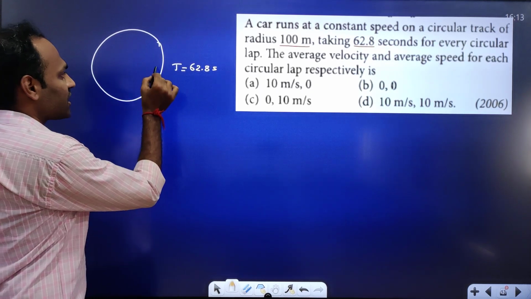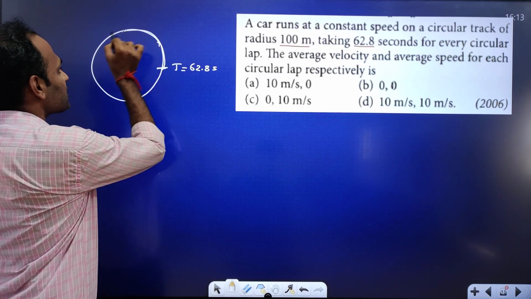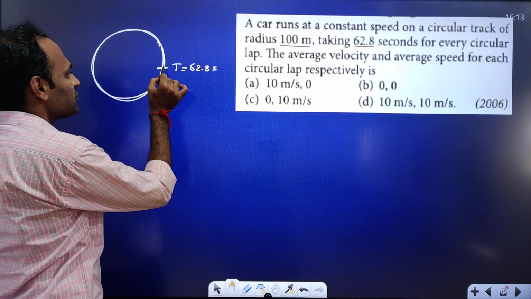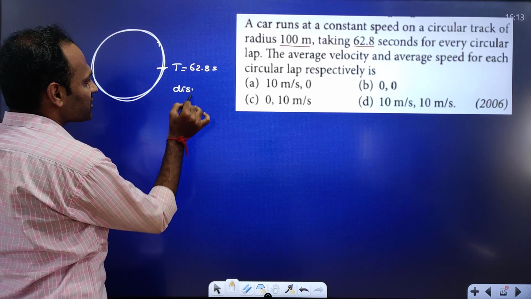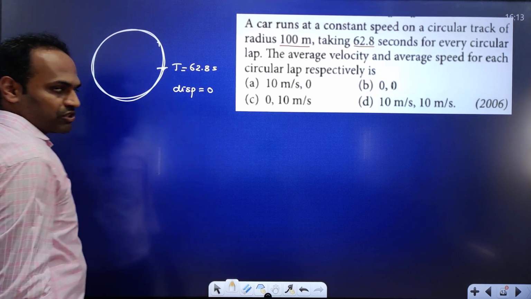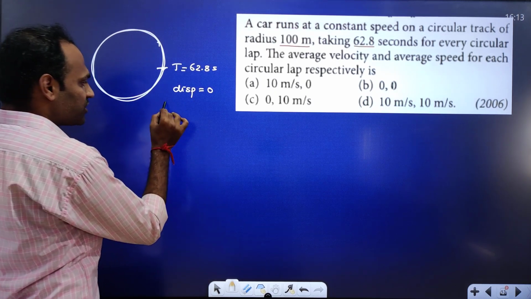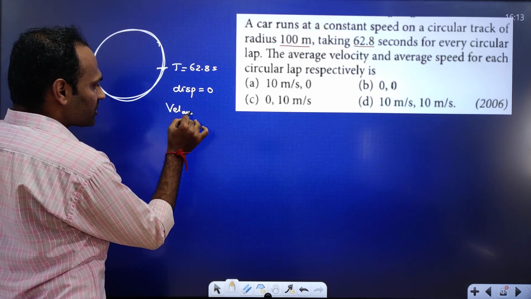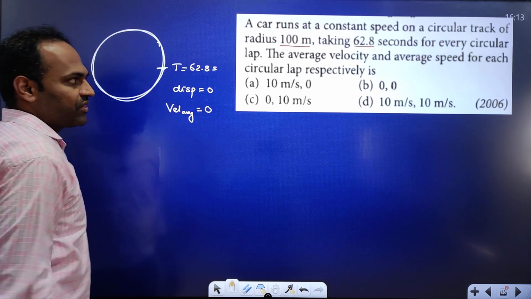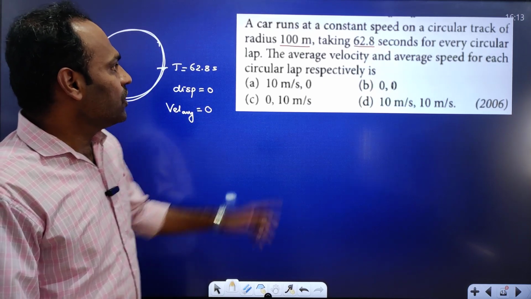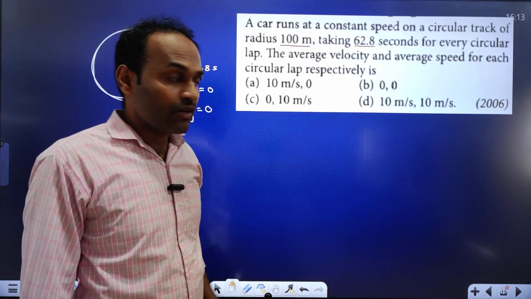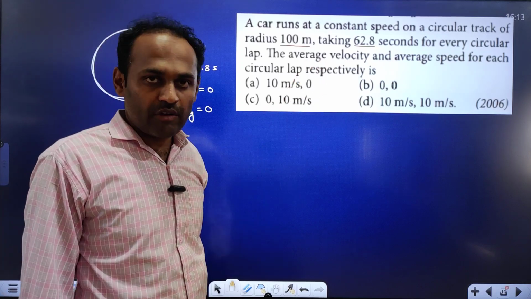To complete one circle, it has to start from this point and it has to come to this point. If initial position and final position are same, displacement is 0. If displacement is 0, then obviously average velocity will be 0, because total displacement is 0. So average velocity and average speed are asked. First average velocity and then average speed.